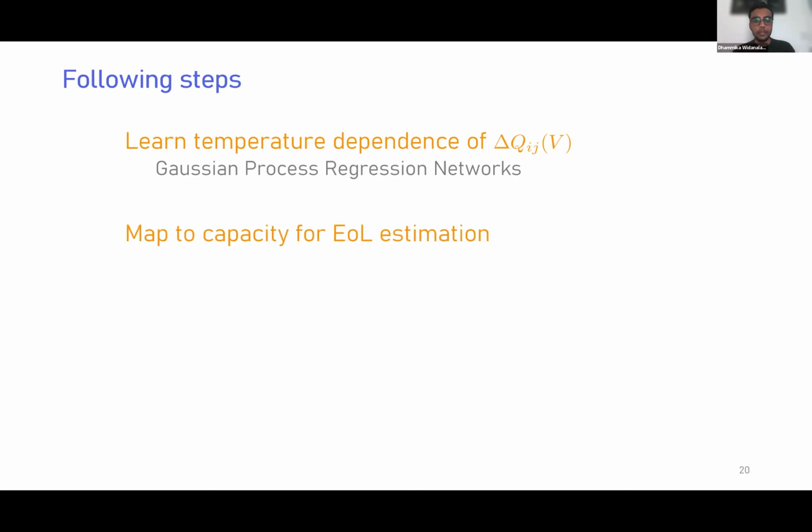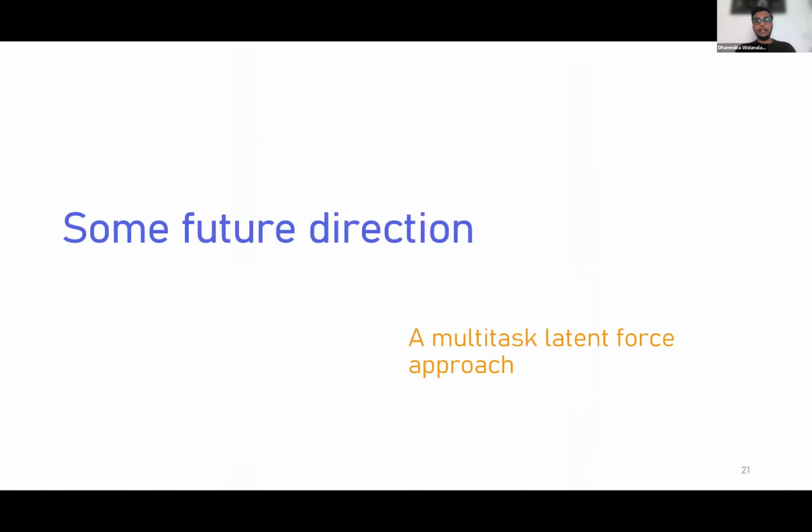So this is problem number one out of those three problems I spoke about, to see whether you could map it to some end-of-life definition, maybe it's 80%. But the nice thing with these Gaussian process regression networks is you could do multiple outputs as well. So you could also include capacity, rather than just the end-of-life cycle numbers. Okay, so with that said, I would like to gradually bring the session to an end by looking at some future directions. And this is some work we've done called multitask latent forces.